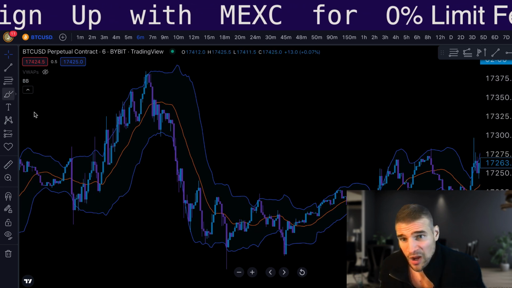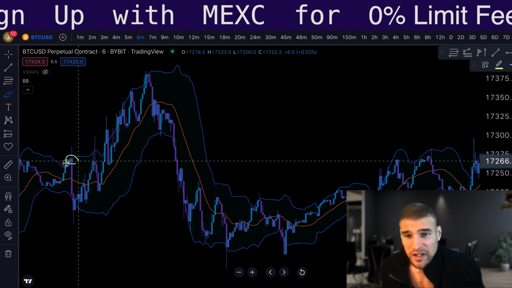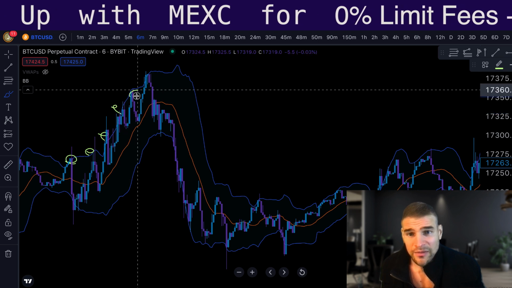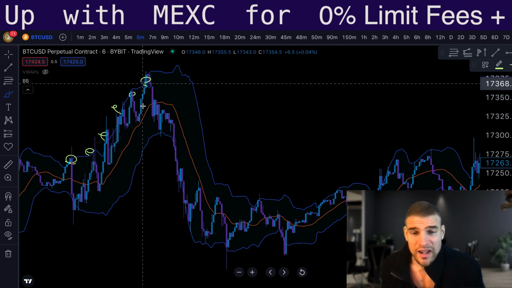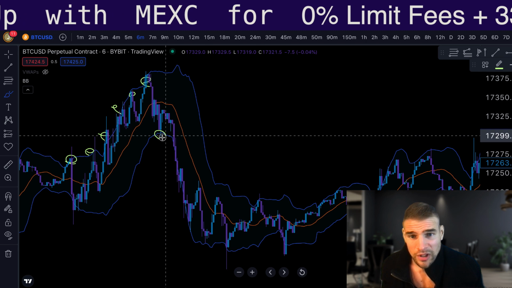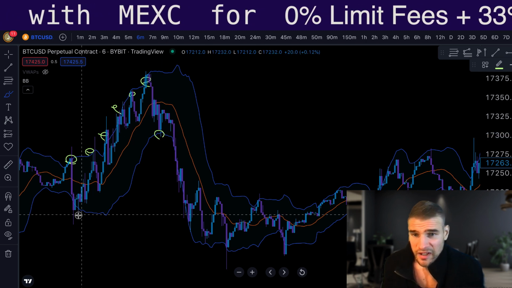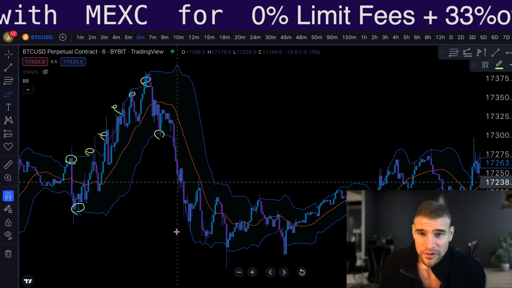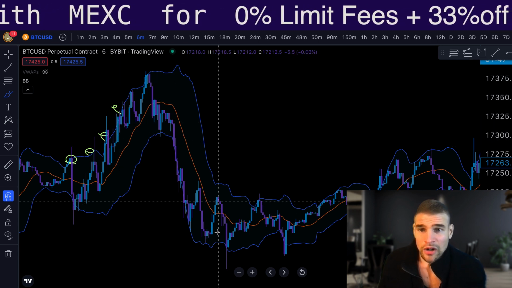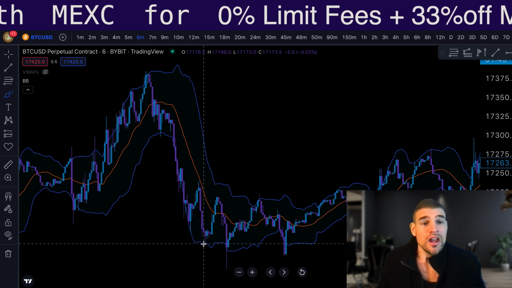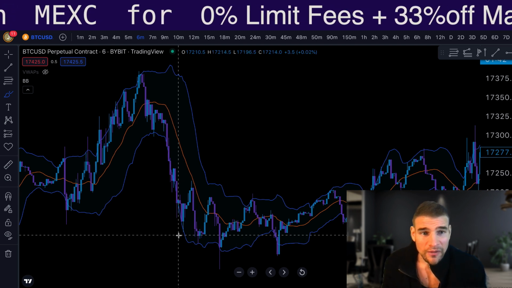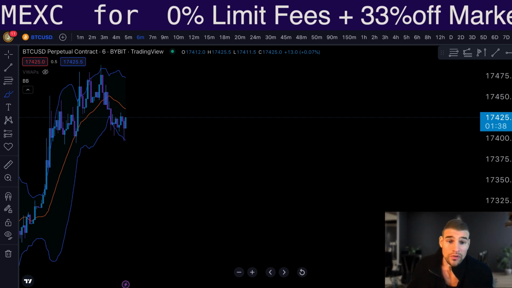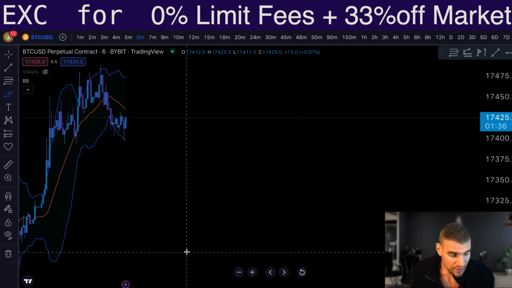We can see right here, we could have literally scalped the touch of the upper Bollinger Band 1, 2, 3, 4, 5, 6 times in one day. We could have taken a scalp long from the lower Bollinger Band right here. Again, right here. And of course, guys, with all indicators, we are never going to just blindly long or short based on one indication, but this is a very, very powerful confluence that you can use to find positions in confluence, of course, with other indicators on the chart.